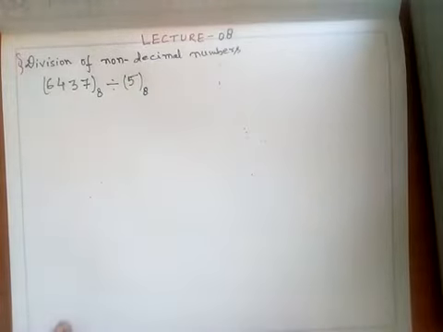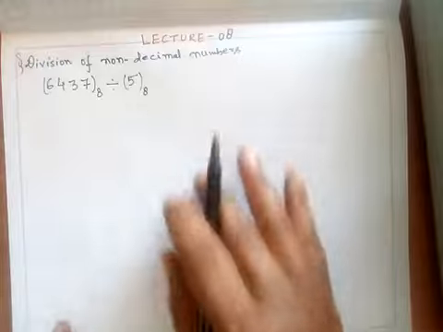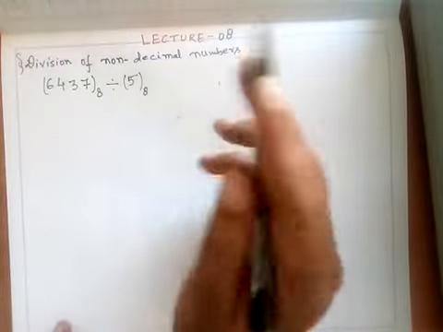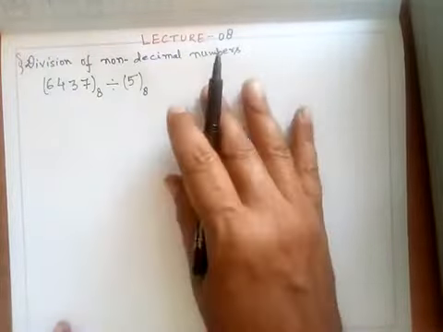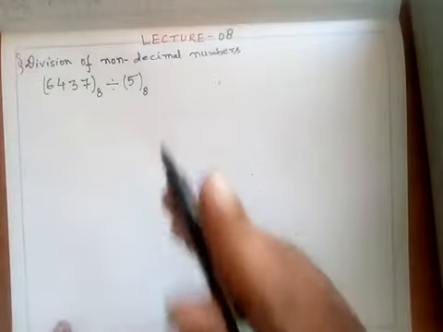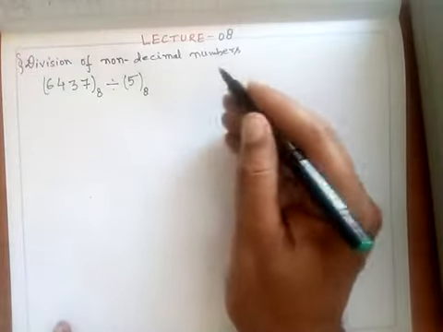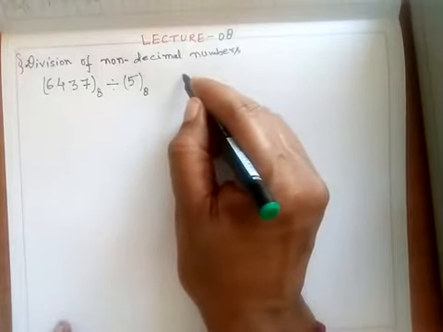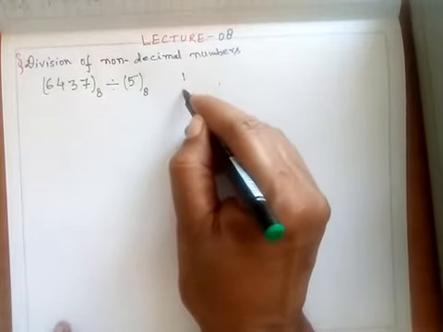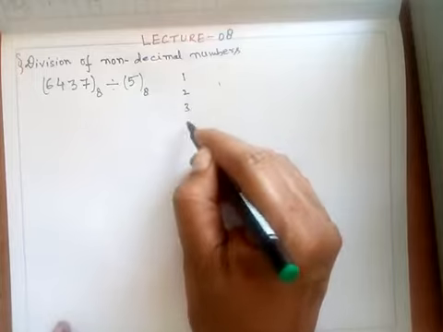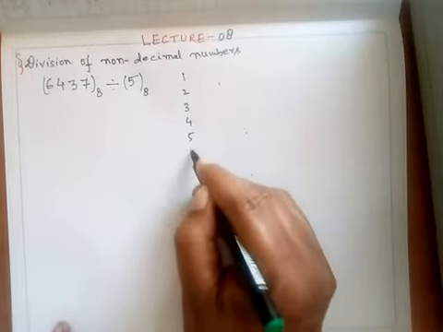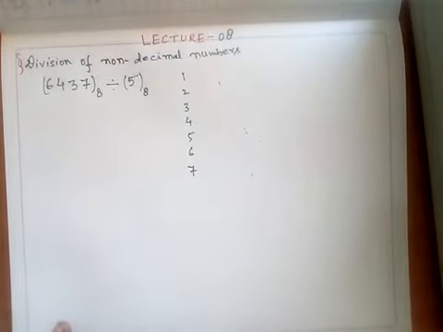Now how do I divide this? The very first thing I do is find which digits are available to me in that particular base. In base 8 I have digits from 0 to 7. 0 I will not consider. So you have the numbers 1, 2, 3, 4, 5, 6 and 7.